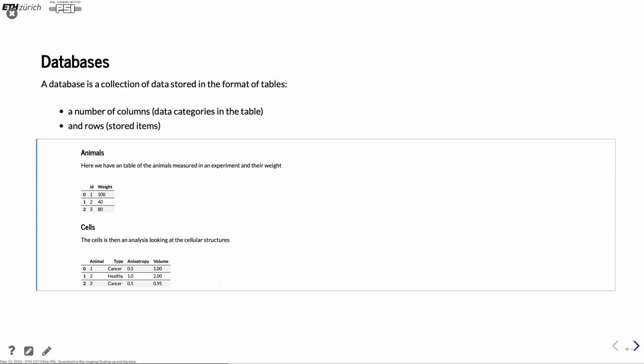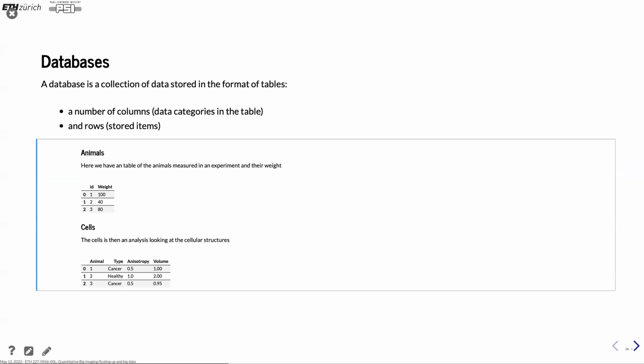I have until now talked about different databases and ways to store the data. Usually what we want to work with are images. You can store images in databases in this context, but now let's just make some simple examples. Here you have animals, where you have an animal ID and a weight associated with it. Another example would be different cells, where we have a little bit more characteristic information.